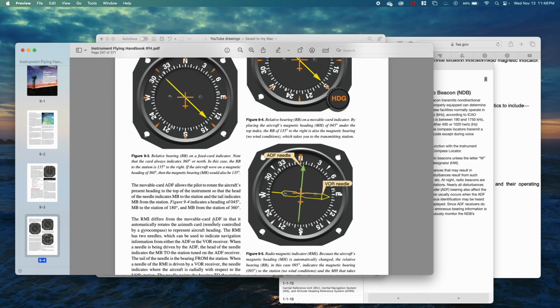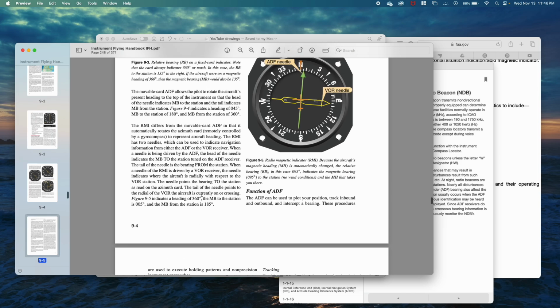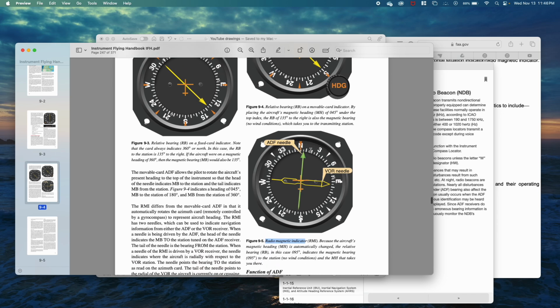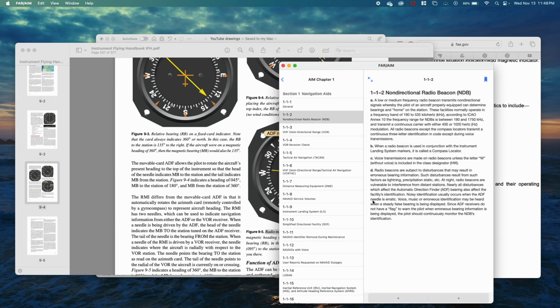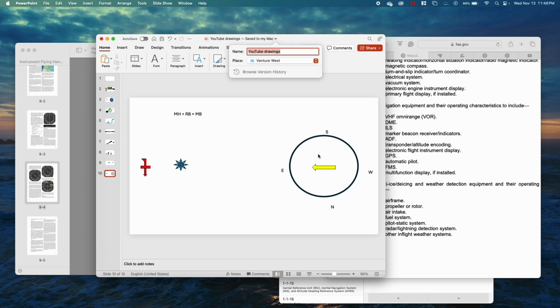And now lastly, the RMI, standing for radio magnetic indicator. The heading now is not controlled by you, it's controlled by a magnetometer or compass or whatever. It's automatically going to set your heading on top. Whereas with the adjustable card, you have to spin the card with this little knob for your heading to be on top. So it's going to look the same way, except now this moves automatically.